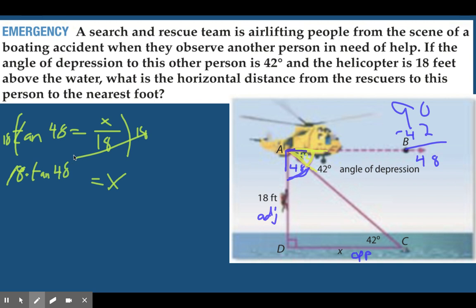And again, you just plug that into your calculator. Once again, you cannot see me working, but I'm doing 18 times tangent 48, which ends up giving you 19.99. All right, so X is equal to 19.99, which would then round up to 20, right? So that means that the horizontal distance of the helicopter away from our drowning victim over here is going to be 20 feet.